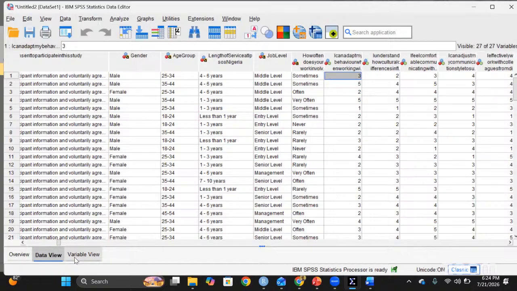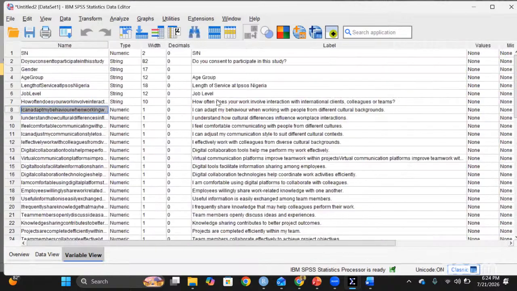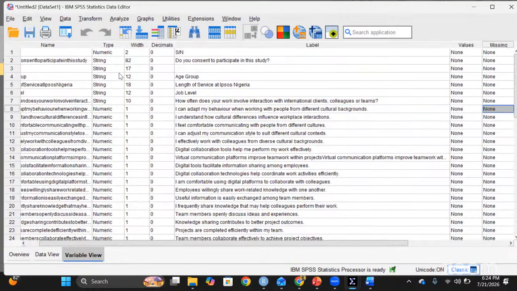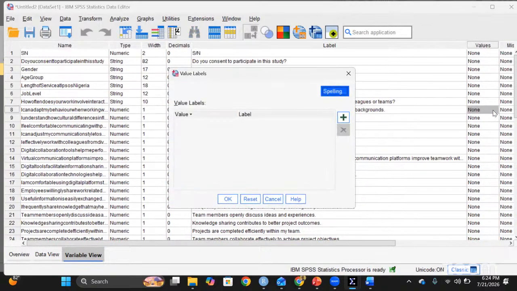So you click on variable view, then you go to variable values. Under variable values is where we are going to be working on coding. These are the variable values here. Under variable values is where we are going to code our responses. The first response we want to code is 1 for column 8. Then we'll click on the ellipsis sign here.